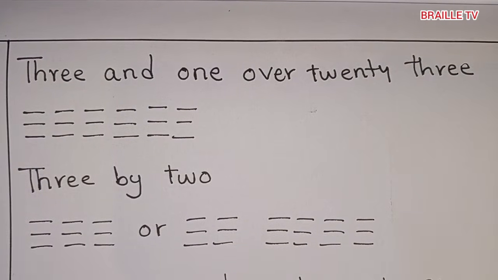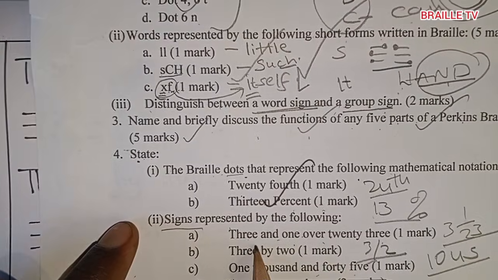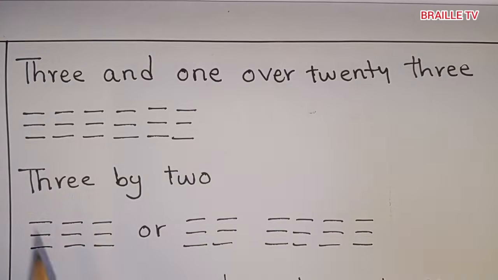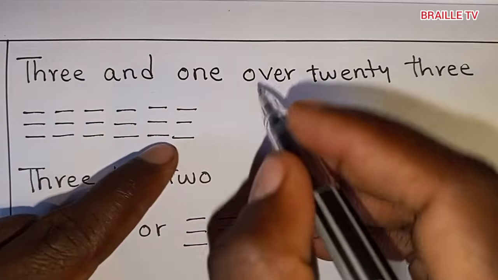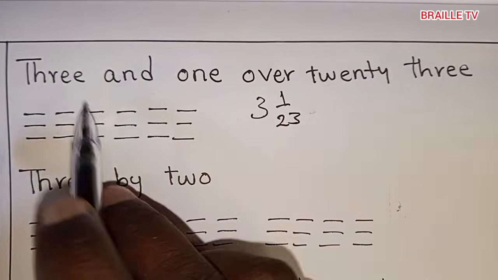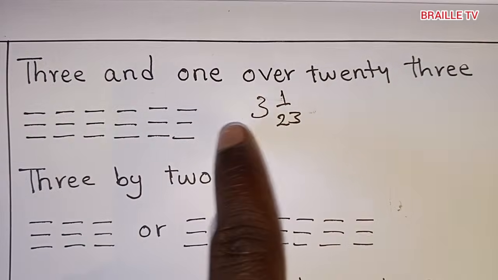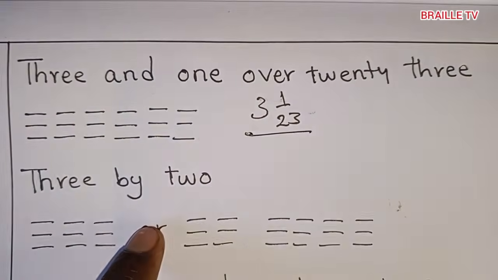Now I have written them here. So let us read again the question. Ya kwanza nasema nini? 3 and 1 over 23. Ndio hii hapa nimeandika ya kwanza. 3 and 1 over 23. So this is what they are saying, to write 3 and 1 over 23. And we were supposed to write it like this. You know, this question is in words written in Braille dots, and then you're supposed to write them like in mathematical notation. That's what they are asking.